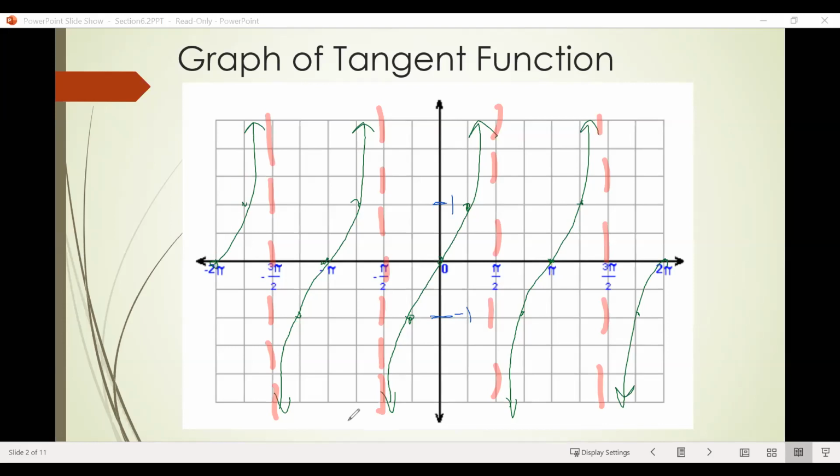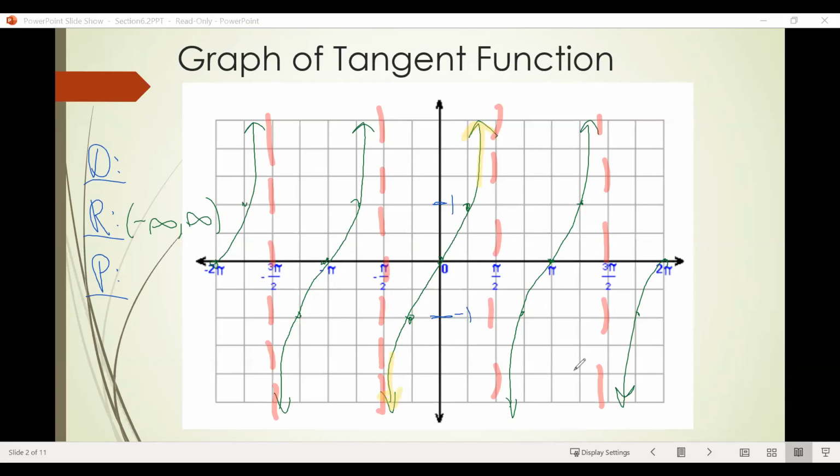Okay, so what I want to do is identify the domain, the range, and the period of the tangent function, just like we did with sine and cosine. Now I'm going to skip the domain for a second because it's a little complicated, but the range, hopefully you see that on all of these, the tails of all of these pieces we see here go up forever and down forever, and there doesn't seem to be any breaks in them, telling us that the range seems to be all real numbers, so from -infinity to +infinity.